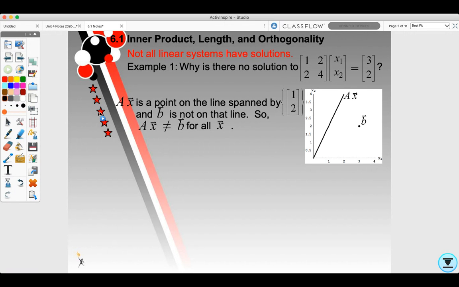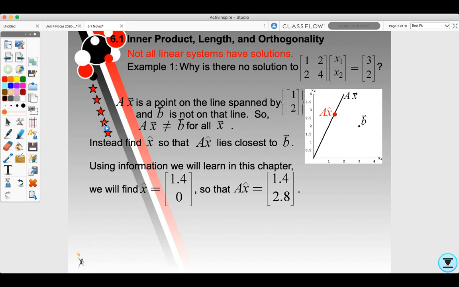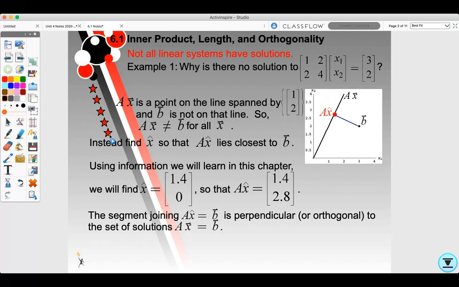Well, Ax is a point on the line spanned by (1, 2), and b is not on that line. So Ax does not equal vector b for all vectors x. Instead, find x hat so that A times x hat lies closest to vector b. Using the information we learn in this chapter, we will find that x hat is 1.4, so that A x hat is (1.4, 2.8). The segment joining A x hat to b is perpendicular, or orthogonal, to the set of all solutions of Ax equals b.